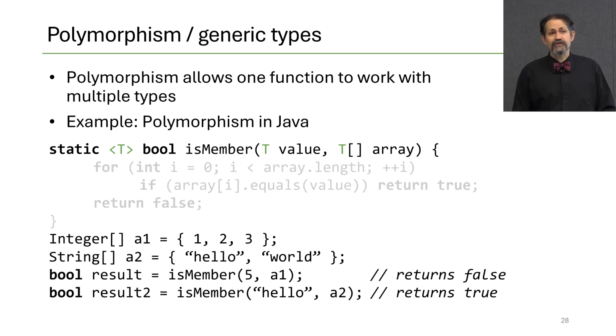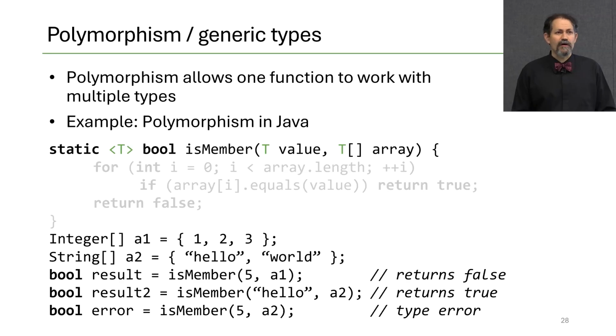In both of these cases, the compiler is figuring out what the type T is. In the first case, it'll be integer. In the second case, it'll be the type string. And it makes sure that if type T is integer, then we're being passed in an integer for the first argument and an array of integer for the second argument.